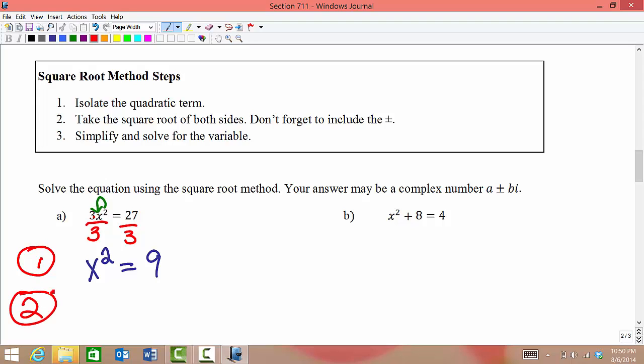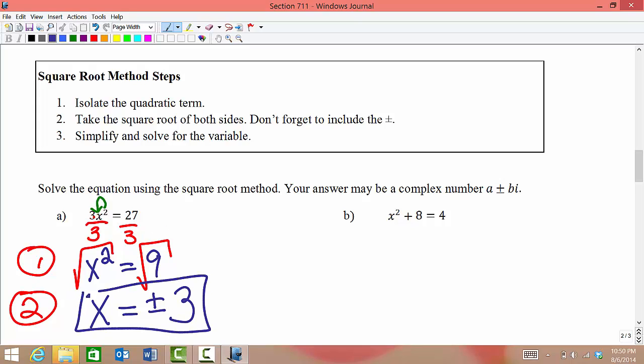Step 2 is to now take the square root of both sides. The square root of x squared is x, and now we have solved for x. And we want to make sure that we do the plus and minus to capture both solutions. So plus and minus, and the square root of 9 is 3. So we have gotten our 2 solutions and we have solved for x.